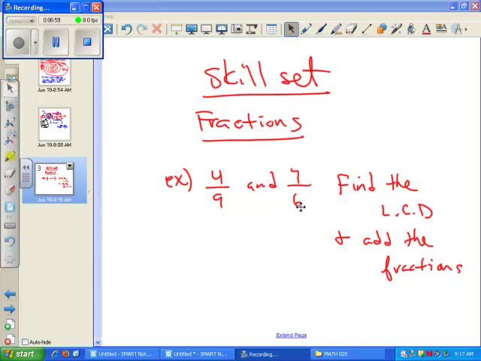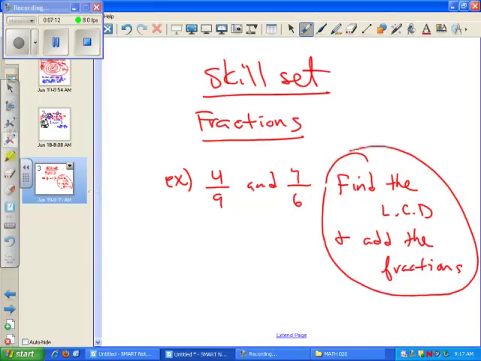Okay, so skill set, fractions. 4/9 and 7/6. The author wants us to find the LCD and add the fractions. I like to think of as we build these skill sets, these are things that people often make silly errors on a test, so we're just fine-tuning here. Finding the LCD shouldn't be a problem. What do you think? I heard 18 initially.